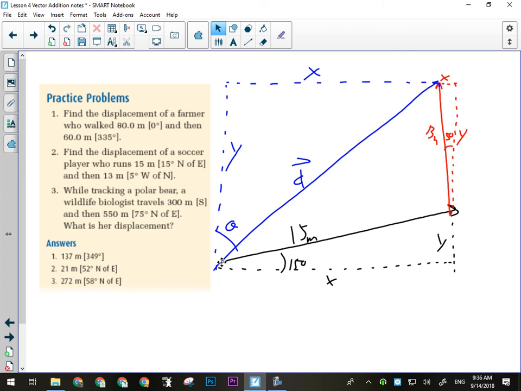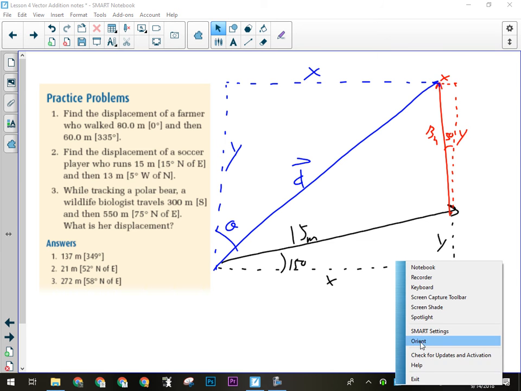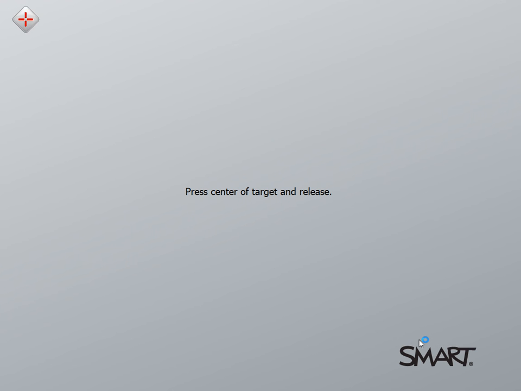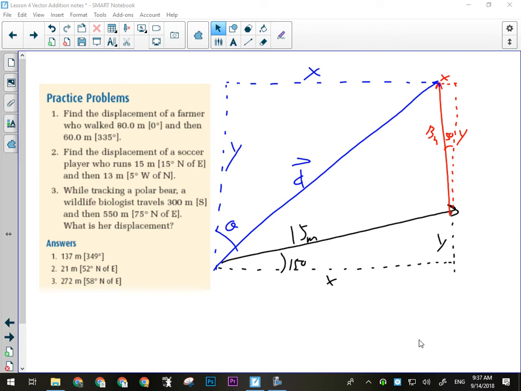Okay, this is going to go off for just a second because I got to recalibrate the board here. It's not writing where I'm pushing. Awesome, I was recording all of that.